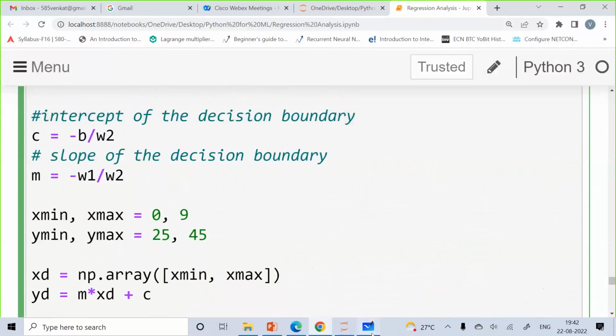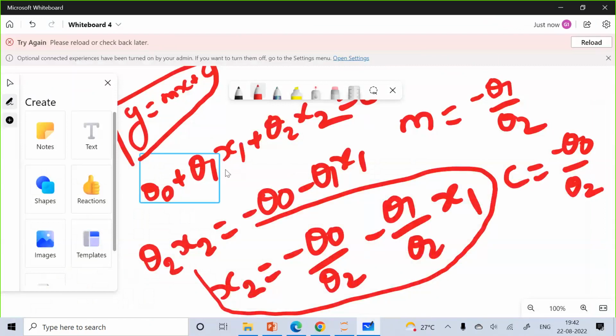See that: theta naught plus theta 1 x1 plus theta 2 x2. In this, x1, x2 are the features. Theta naught, theta 1, theta 2 are the parameters of the model. Okay, sir.